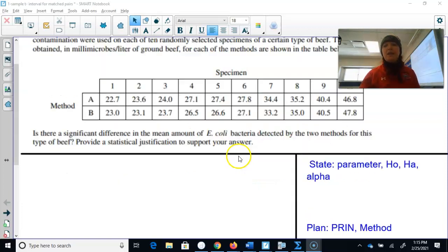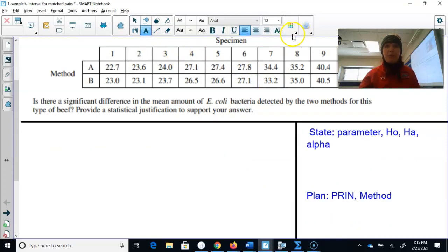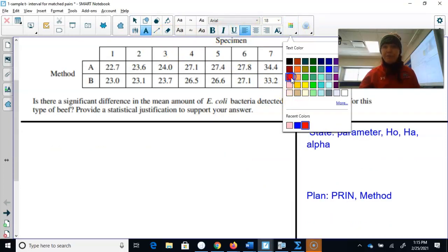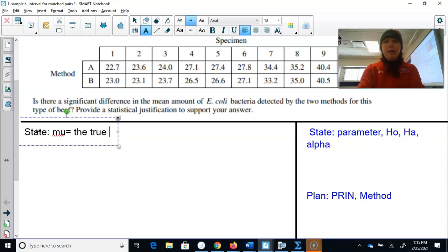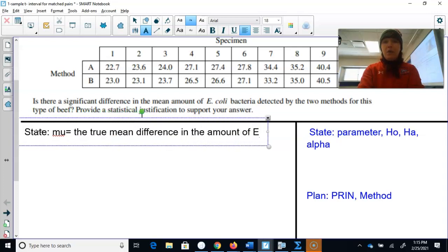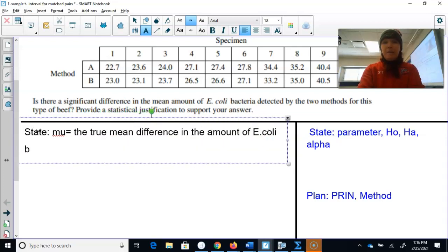Okay, let's get started. In our state, everything kind of stays the same on what we've been doing. I want to get a different color. When we state here, over here, I want to state, oh, it didn't come out a different color. That's okay. The parameter, we are dealing with a mu, and we're actually looking at the true mean difference in the amount of E. coli bacteria detected by the two methods for this type of beef.